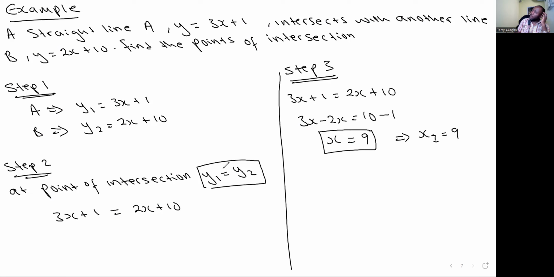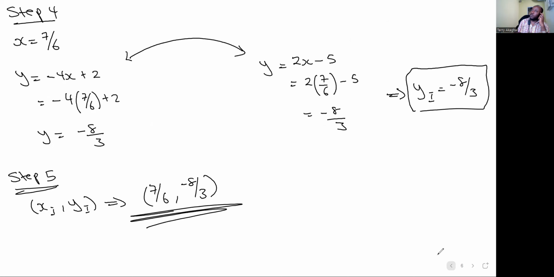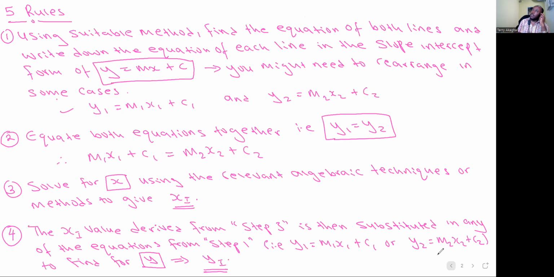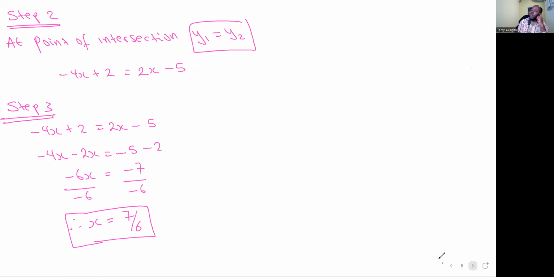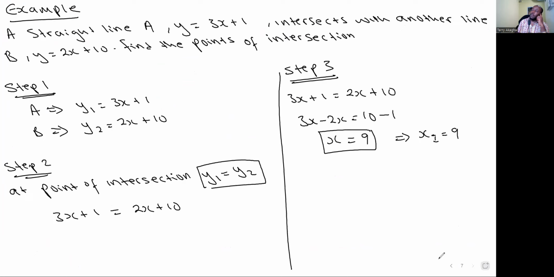So we're going to find the y now. So we're going to go to step 4. Step 4 says that the xi value derived from step 3 is then substituted into any of the equations from step 1, either the first line or the second line, to find y. So, as usual, I'm going to use both of them just to prove to you that any of them will give you the same thing.